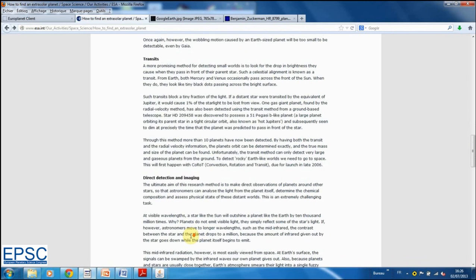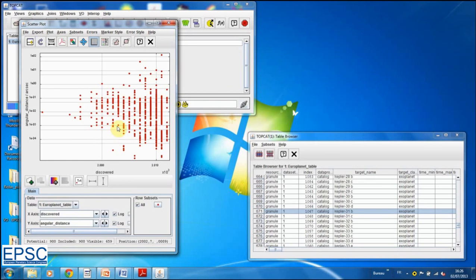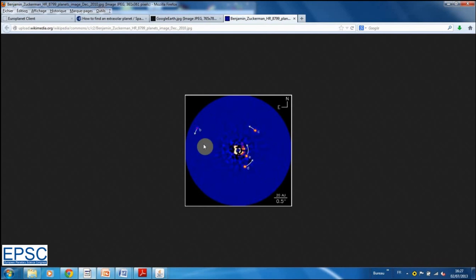A direct method of detection exists and improves continuously: the imaging detection. It consists in directly collecting the light of the planet and requires measurements with a very high angular resolution. Improvements of imaging methods allow to detect planets more distant to their star. This can explain what we observe on the plot. You can see here the planets B, C, D, E of star HR 8799 detected by direct imaging.